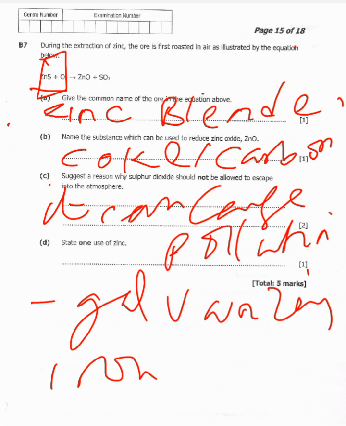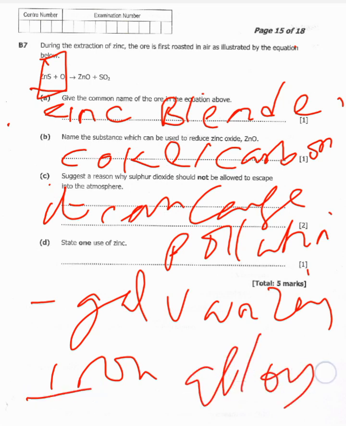Also, for the sake of knowing a lot, another use of zinc is that zinc is also used to make alloys. An example is brass. So in making alloys, zinc is also used. This is how we could have answered this question that is coming from the extraction of zinc.